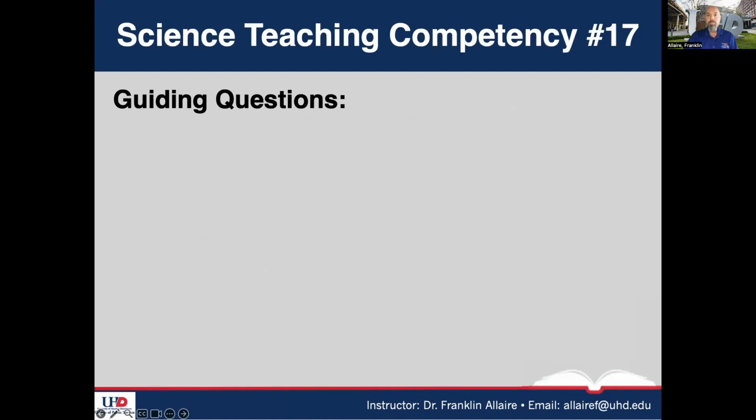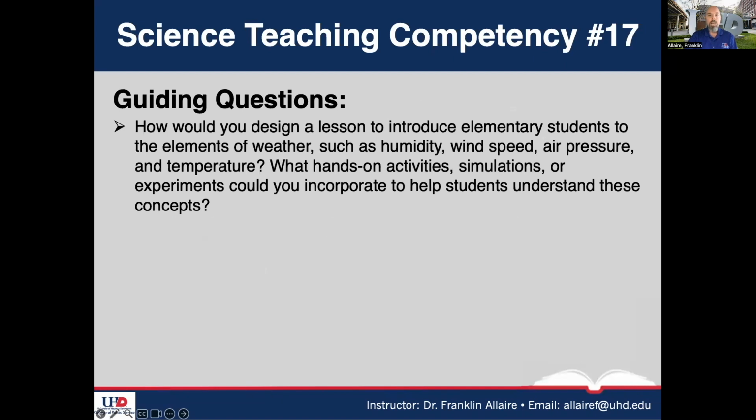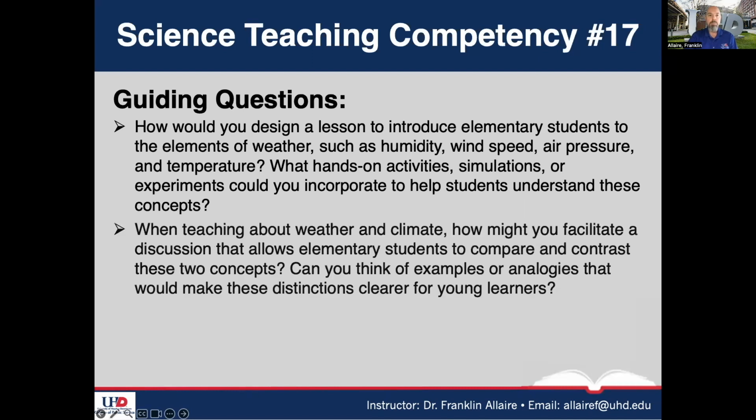As you make your way through this module, we'd like you to keep in mind the following guiding questions for each of these science teaching competencies. For competency 17, we'd like you to think about how would you design a lesson to introduce elementary students to the elements of weather, such as humidity, wind speed, air pressure, and temperature. What hands-on activities, simulations, or experiments could you incorporate to help students understand these concepts?